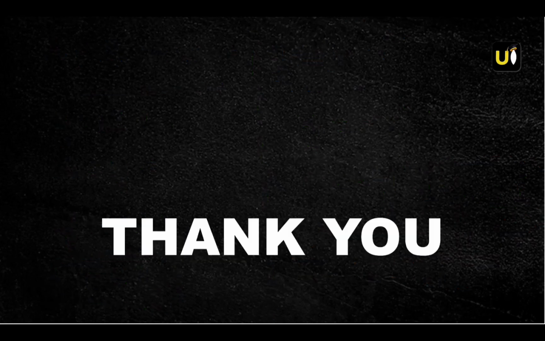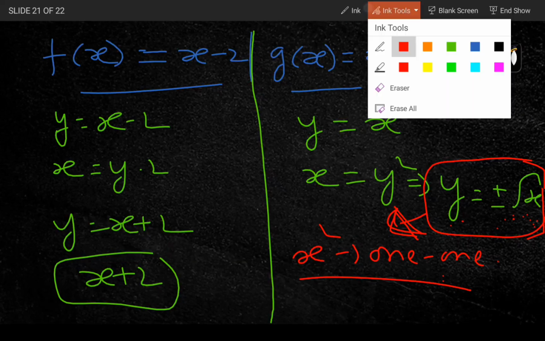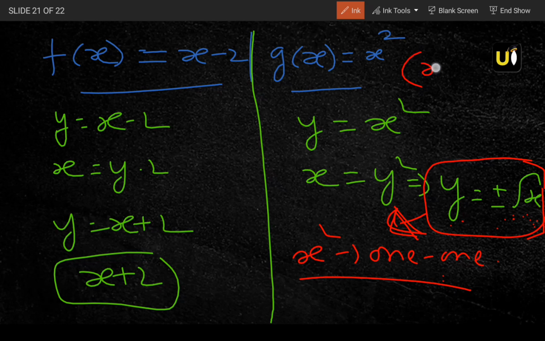For example, if we restrict the domain to only the positive real numbers, then what would happen? There would be no minus, right? There would be no minus. Only the plus value exists. That means now we have unique values. So we can make the inverse exist under restricted domain conditions.